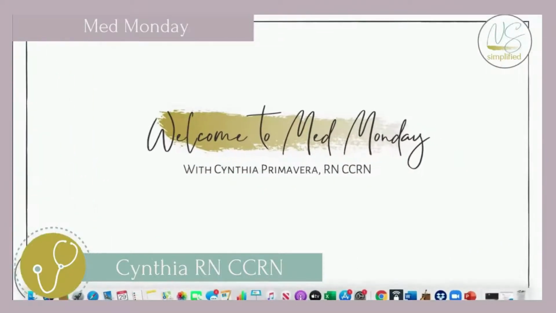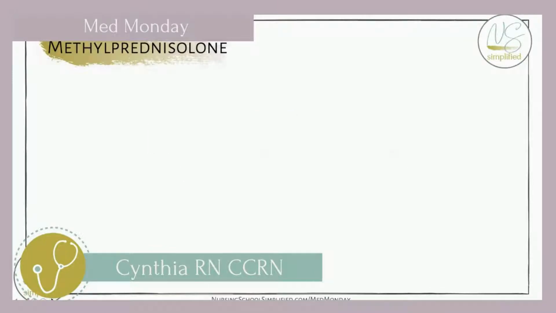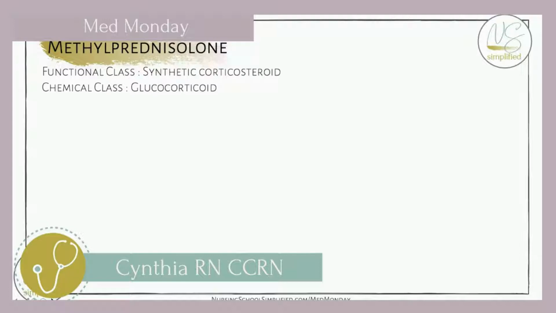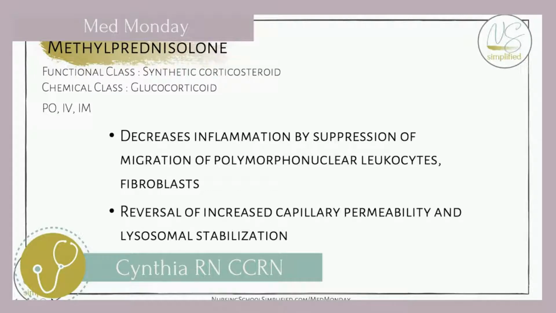This week's medication is methylprednisolone. Its functional class is a synthetic corticoid. Its chemical class is a glucocorticoid, and it can be given PO, IV, or IM. It works by decreasing inflammation by suppression of the migration of polymorphonuclear leukocytes and fibroblasts, and it's used for the reversal of increased capillary permeability and lysosomal stabilization.